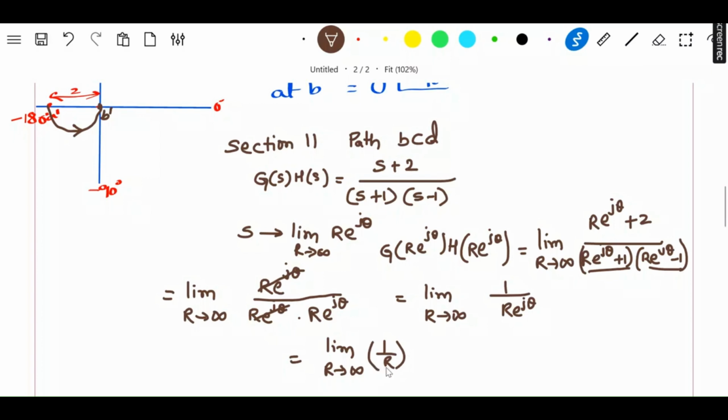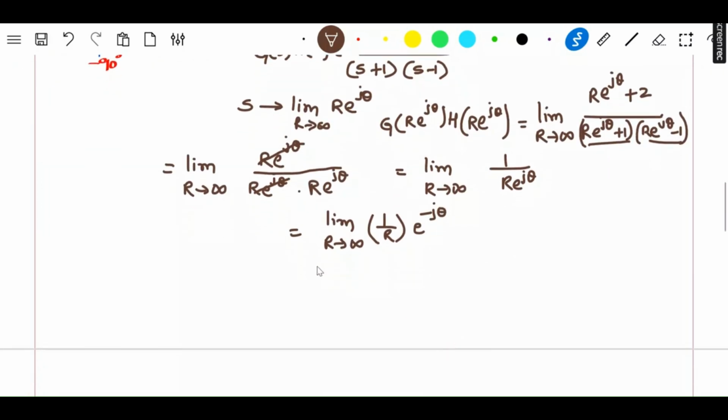And if I take this angle which is in the denominator to the numerator, it becomes e power minus j theta. Okay. Now, if I substitute r equals infinity, we know according to the basic Nyquist contour, the angle at B is plus 90 degrees, the angle at C is 0 degrees, and the angle at D is minus 90 degrees.